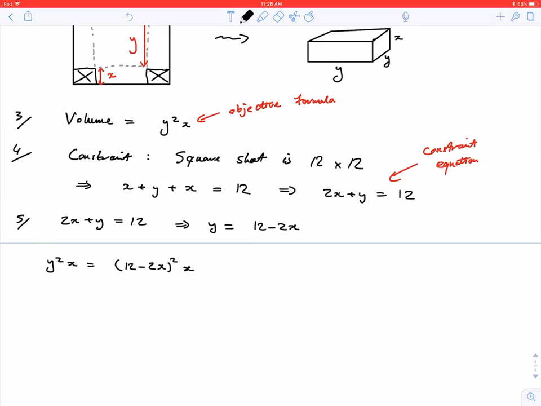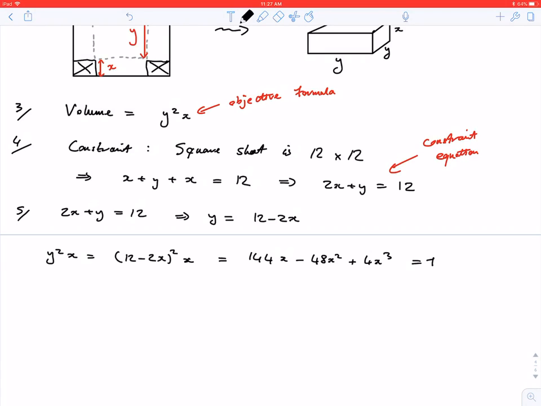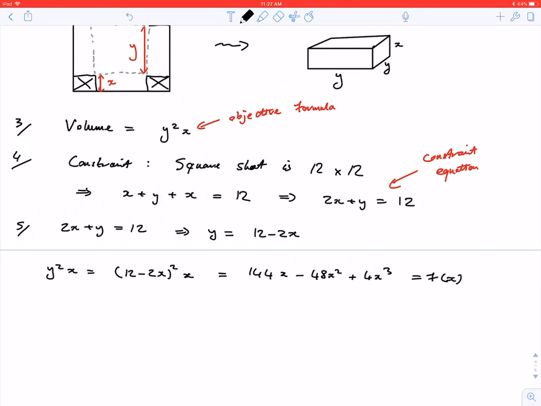Okay, so this now is a bit of a nasty thing. If I'd solved for x and fed it in, it would be a simpler formula. But there's no harm in doing this, and I'll multiply this out. I think if I multiply this out, I get 144x minus 48x squared plus 4x to the 3. So this now is what I'm going to call f of x. That's the thing that I need to maximize or minimize.